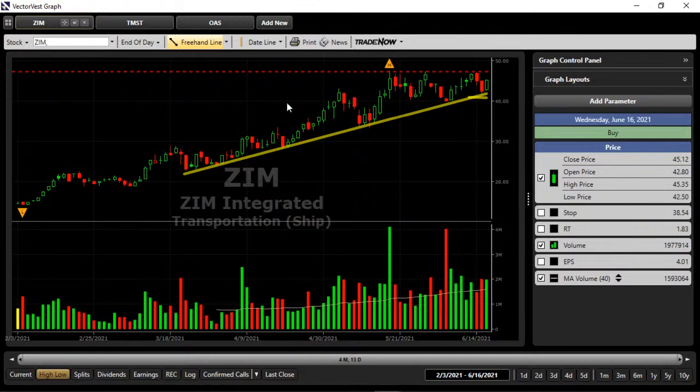Okay, now where would I measure my move? Again, not too greedy. Probably measure it right there, from the first retest of resistance to the lower trend line there.